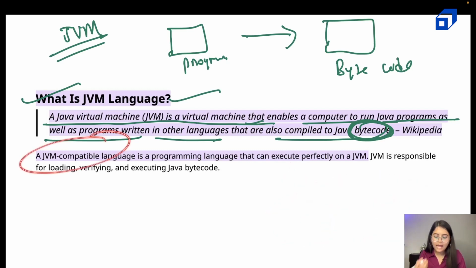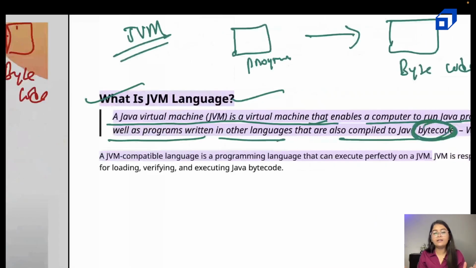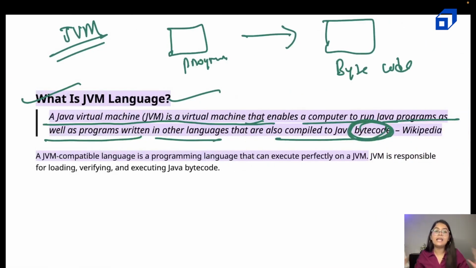So a JVM language is any language which can be compiled into bytecode, and we know that Kotlin can be compiled into bytecode, and therefore Kotlin is a JVM language. It's so simple and so easy. Okay, JVM can run anything which can be converted into bytecode, and Kotlin can be compiled into bytecode.